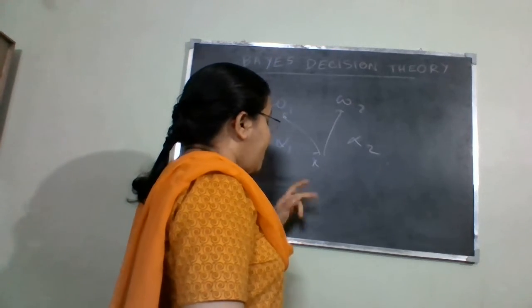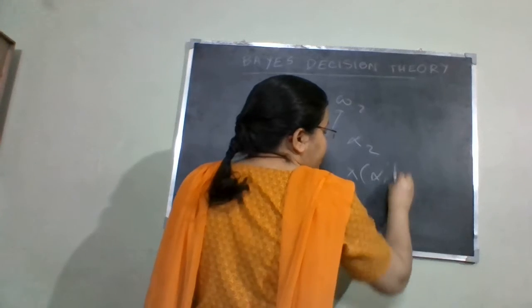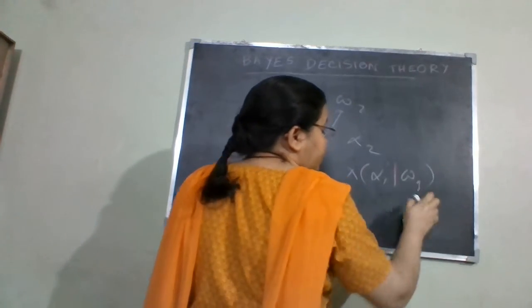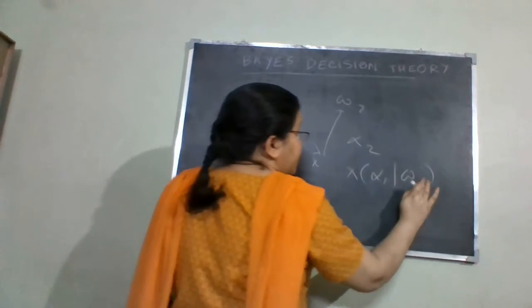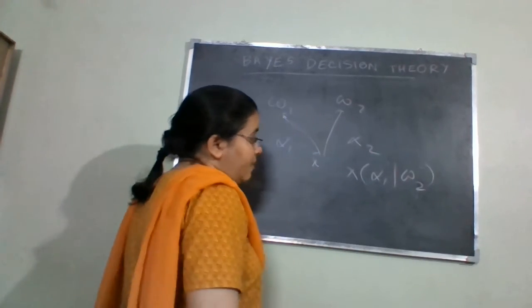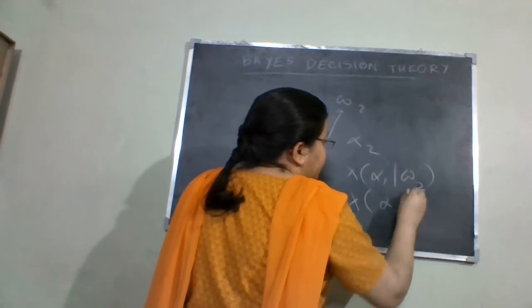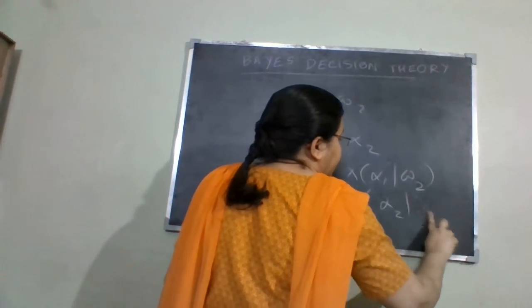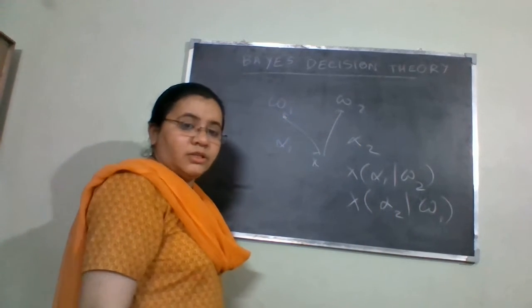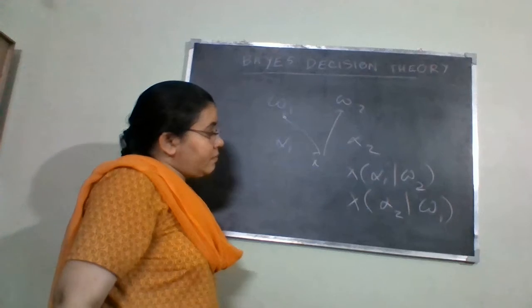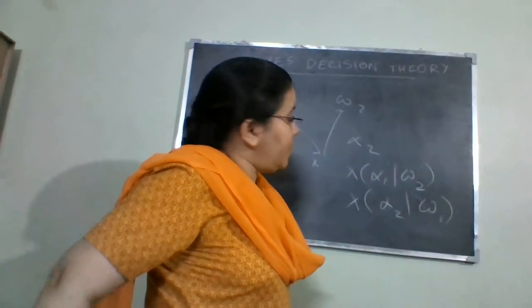So what we will have over here is lambda alpha 1 slash omega 1, that will be my loss function, or alpha 1 slash omega 2, that will be my loss function, or we can have lambda alpha 2 slash omega 1, or that may be the loss function. Okay, so this is i and this is j.